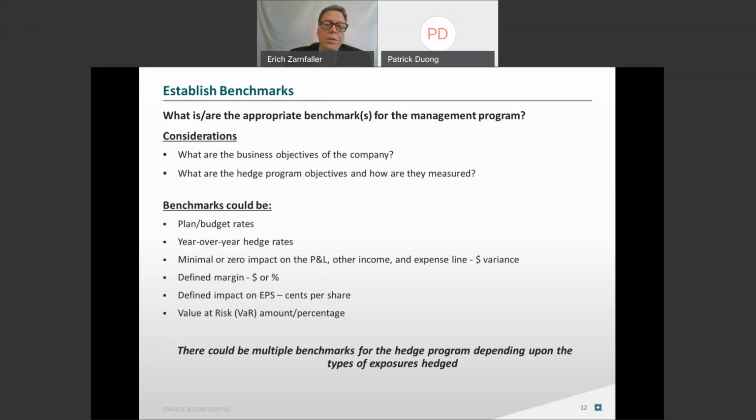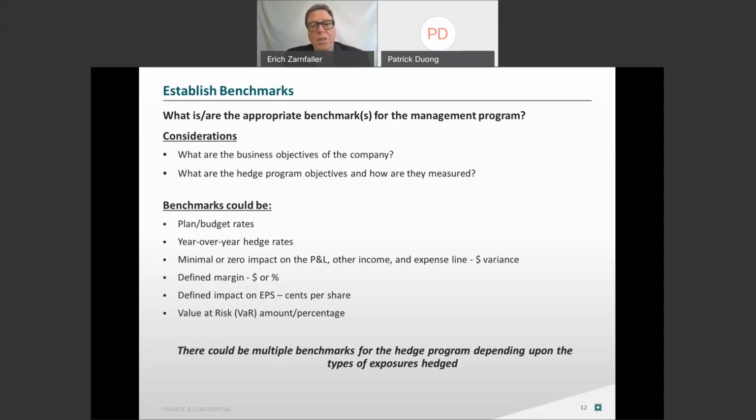Benchmarks are the quantifiable targets to which the hedge program is managed and also evaluated. The considerations are the business and program objectives which we have reviewed. The next section of the slide illustrates some benchmark examples. Planner budget rates can be a useful metric for economic risk and investor guidance and is a common benchmark. Some companies choose year-over-year hedge rates, which is useful for smoothing the program's impact and is another potential benchmark.